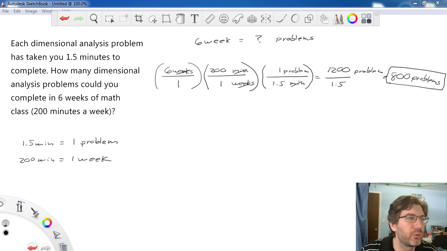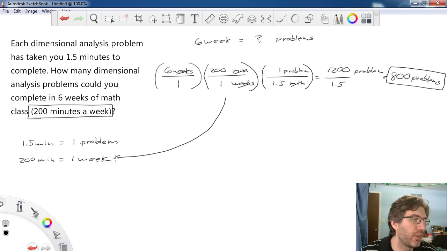Why do you have 1 week? Did I read that wrong? I have 1 week here because I know 200 minutes is 1 week. 200 minutes equals a week, or 1 week. So this here is the conversion ratio of that, which comes from that. And therefore 200 minutes equals 1 week. 1 week is 200 minutes.